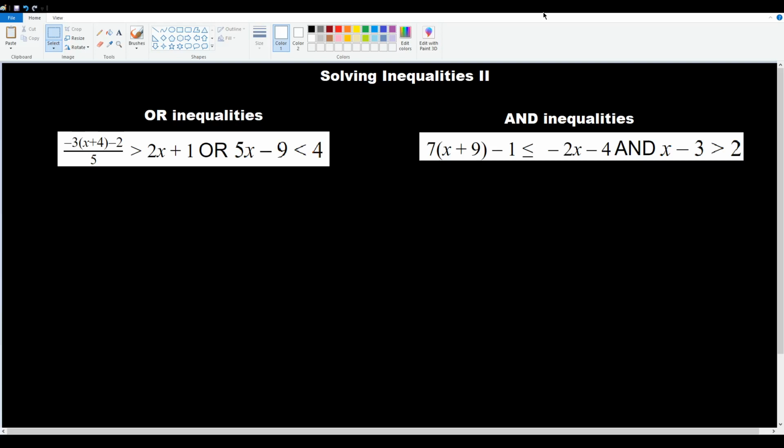Today we are going to be conquering the insurmountable beast of compound inequalities.